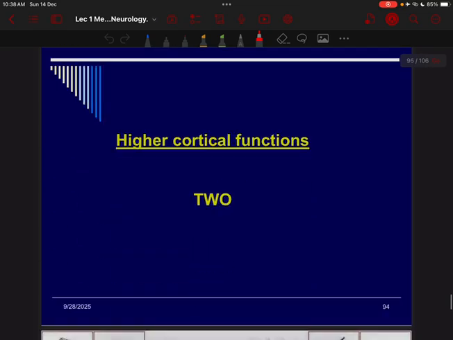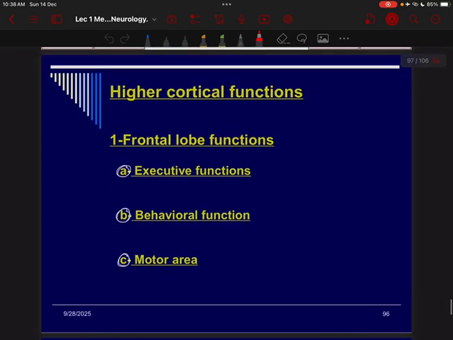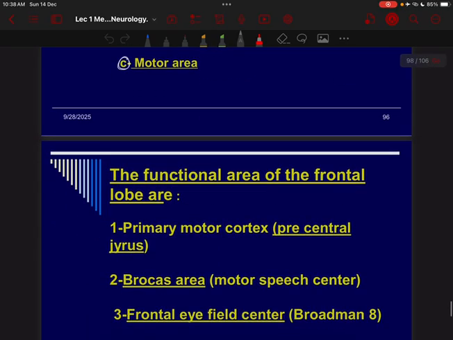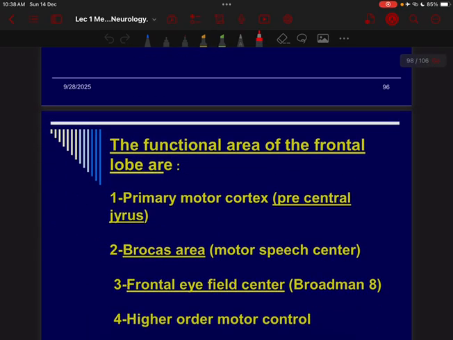If we have a lesion in the frontal lobe, the frontal lobe, as we said, has executive function, behavior function, and the motor area. These are the important things in the frontal lobe. The frontal lobe contains the primary motor cortex, central gyrus, speech area, Broca's area, frontal eye field, higher order control, and bladder center.